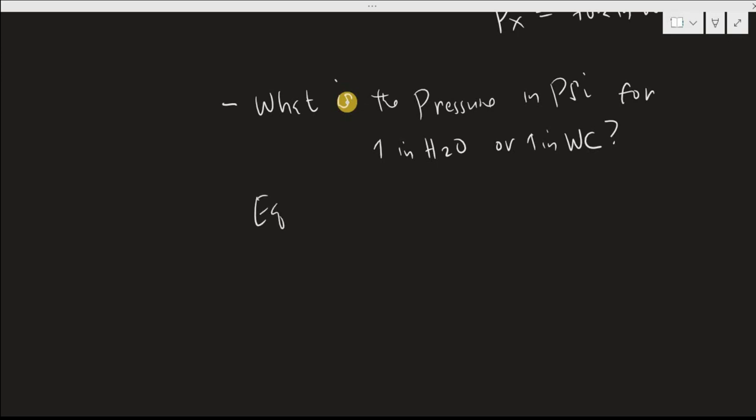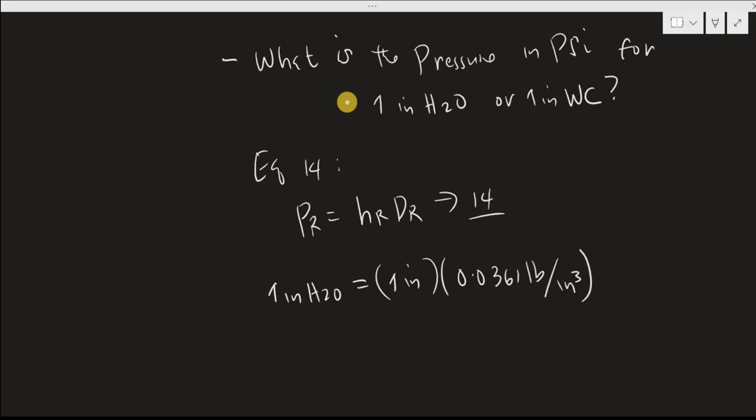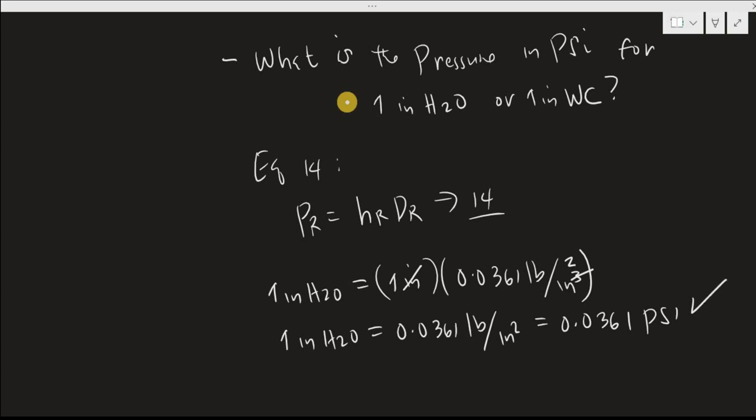Okay, equation 14, PR equals hr times dr. Okay, this is equation 14. Now based on the problem, PR is 1 inch H2O. And this is equal to, the height is 1 inch, and the density of water is 0.0361 pounds per cubic inch. Now, this inch and inch in this term here will cancel out. And this cube becomes squared. So, in other words, 1 inch H2O equals 0.0361 pounds per square inch, or 0.0361 PSI. So, this is the answer to this question.